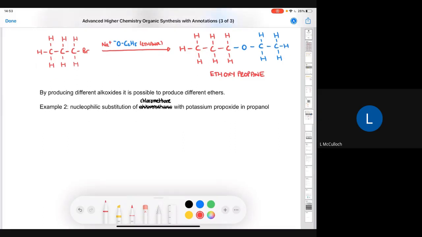So again, I'm going to start by drawing out my chloromethane. That's just going to be methane, but with a chlorine atom in place of one of my hydrogens. I am then going to react this with potassium propoxide. So that's going to be K+, and then the propoxide is my nucleophile, and that's going to be OC3H7. And then that's going to be dissolved in propanol.